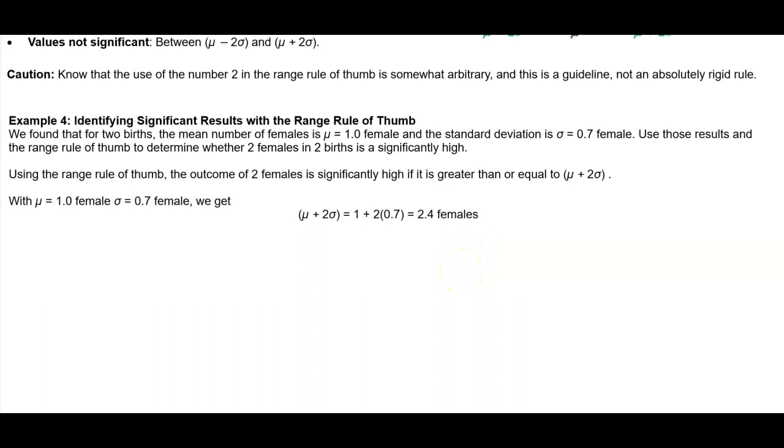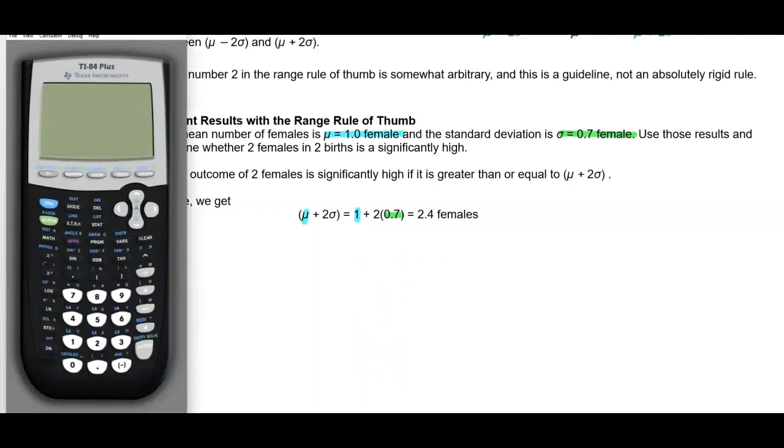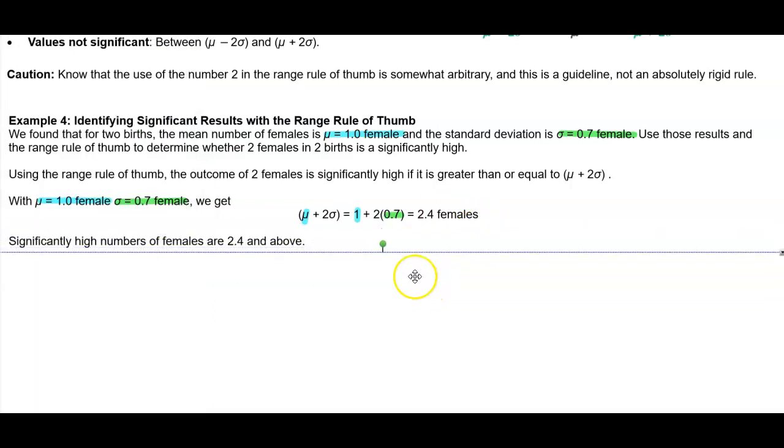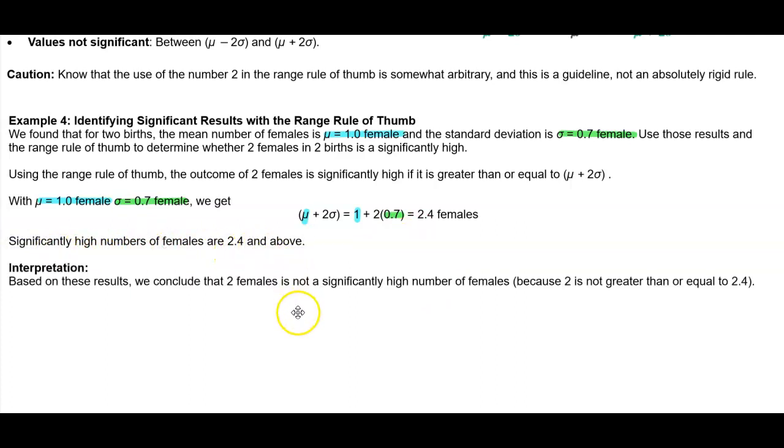So what do we know? We know that the mean is 1.0 female, and we know that the standard deviation is 0.7 female. So we're going to plug that value into the following. We have the mean, which is 1, and then plus 2 times 0.7. Well, if we do that here on our calculator, we have 1 plus 2 times 0.7. Then we see that gives us 2.4. That gives us 2.4 females. Significantly high numbers of females are 2.4 and above.